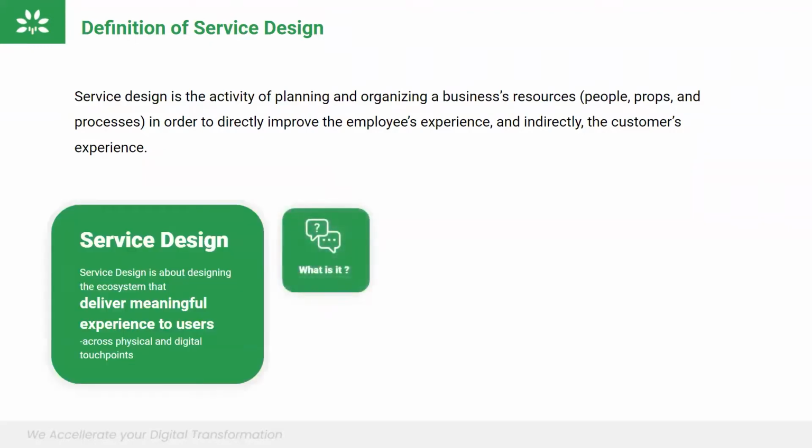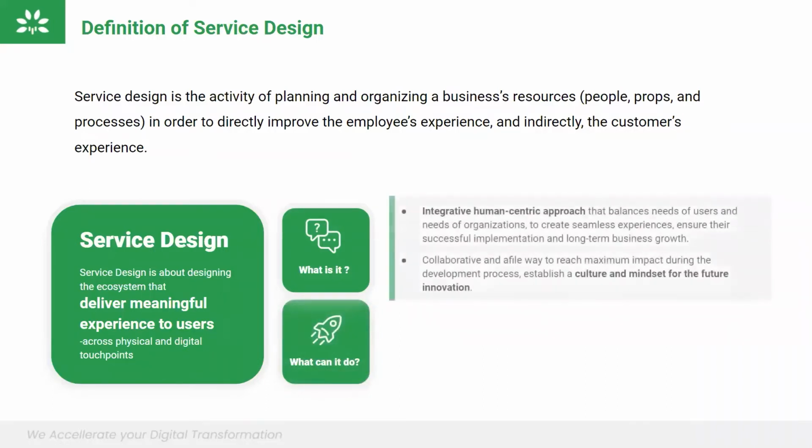So this is service design. Service design is about designing the ecosystem, delivering meaningful experiences to users across physical and digital touchpoints. What is service design and what can it do? It is an integrative, human-centric approach that balances the needs of the users and the needs of the organization to create seamless experiences, ensure their successful implementation and long-term business. It is the collaborative and agile way to reach maximum impact during development, and to establish a culture and a mindset for the future. That is service design.